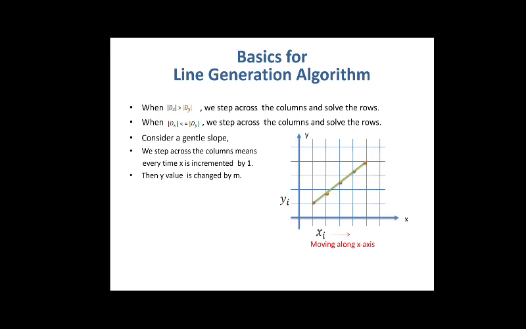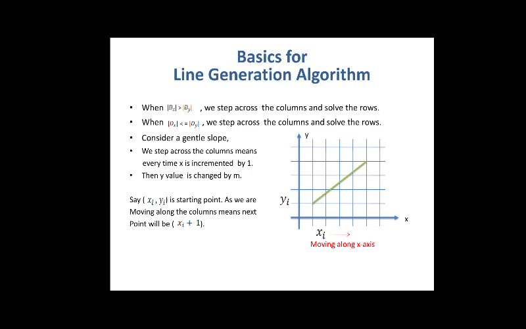So to calculate the value of y, what is the need? We have to calculate the slope of that line. So I am saying here that the y value is changing by m. M is nothing but the slope. It means we are moving along the x axis by incrementing the value of x by 1, but y is not changed by 1, right.